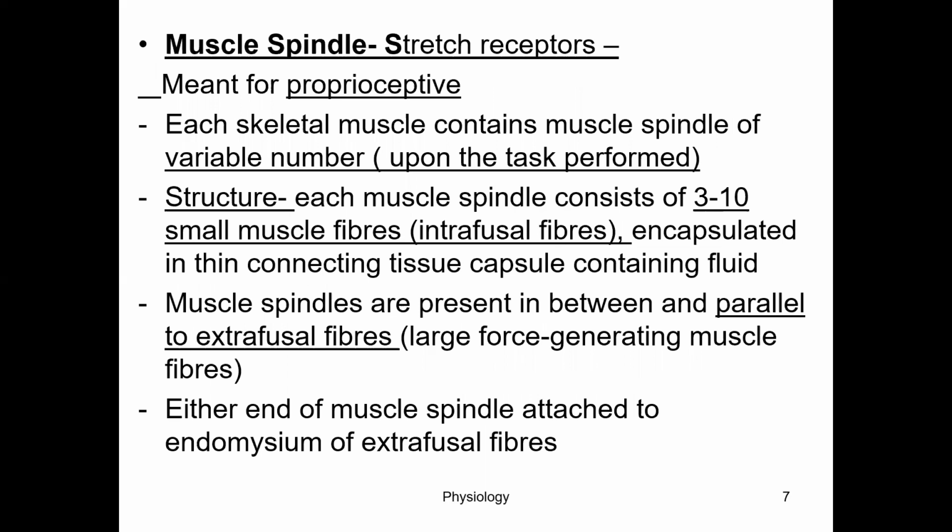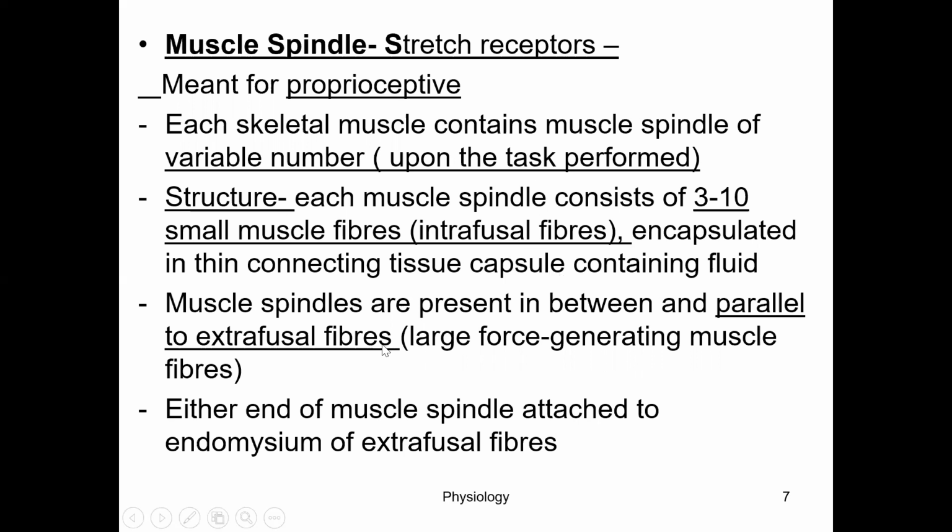Muscle spindle is also called a stretch receptor, and its function is proprioceptor. Okay, that means it gives information about the change in the muscle length, or it gives information about the joint movement or positions. So what is the structure of the muscle spindle? Each muscle spindle is made up of a small group of muscle fibers, and that is called intrafusal fibers. These fibers are encapsulated and contain fluid.